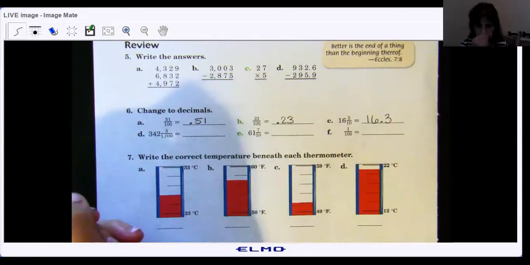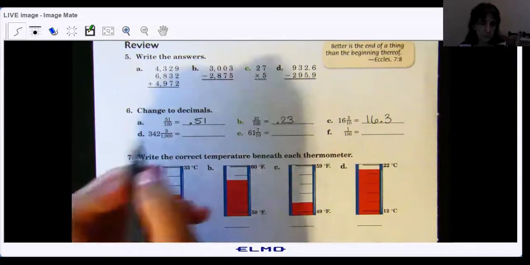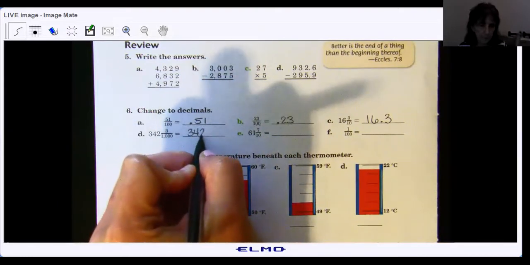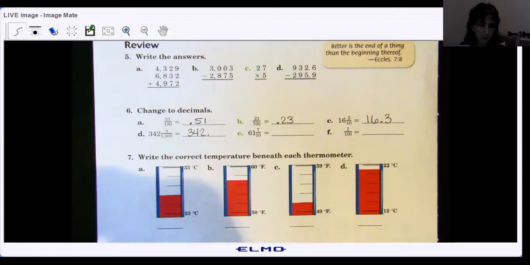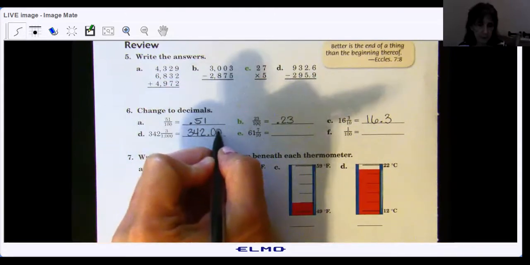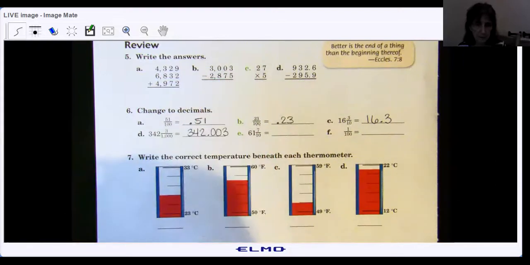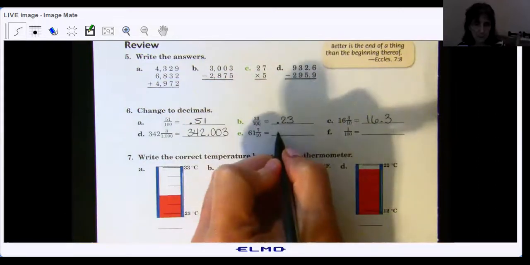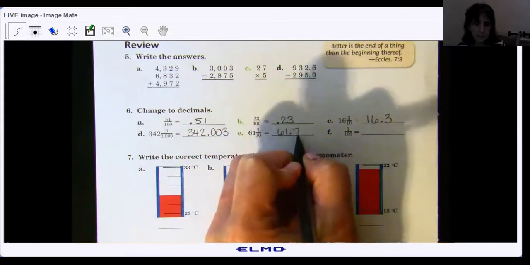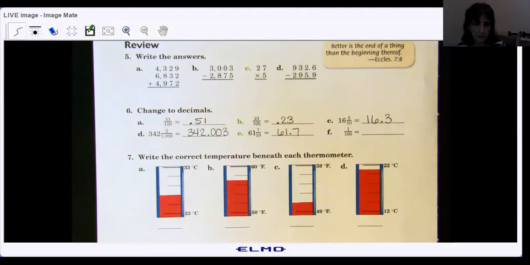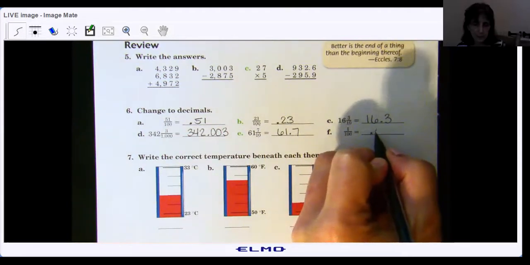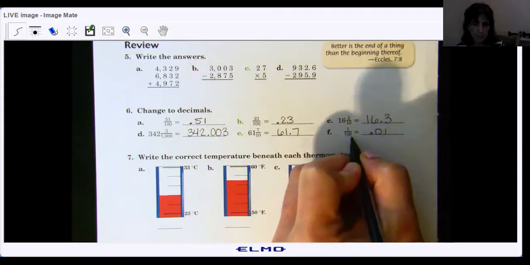All right, now we're going to change the next ones to decimals. 342 is your whole number. Decimal point, we got 3 zeros, that means 3 places. So 003. All right, and the next one, 61 7/10. 10 is 1 place. So you're going to put decimal point 7. There you go. And the last one, 1/100, 2 places, decimal point 01.